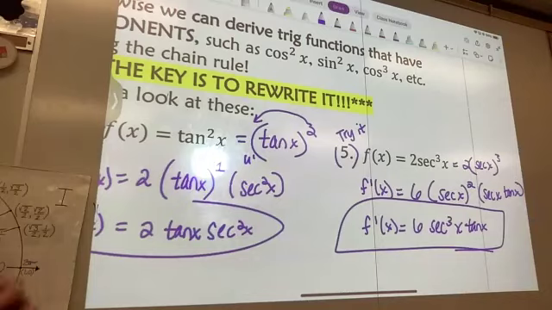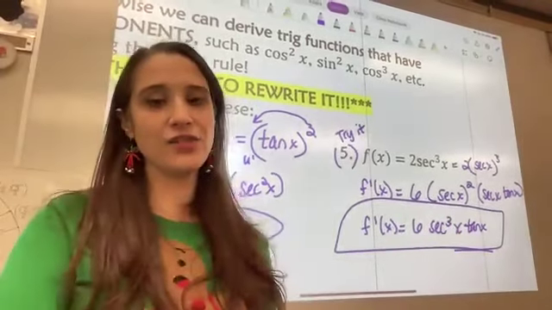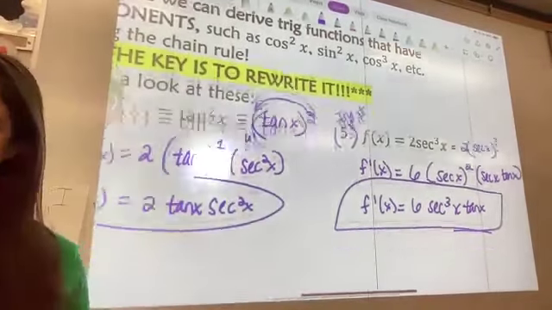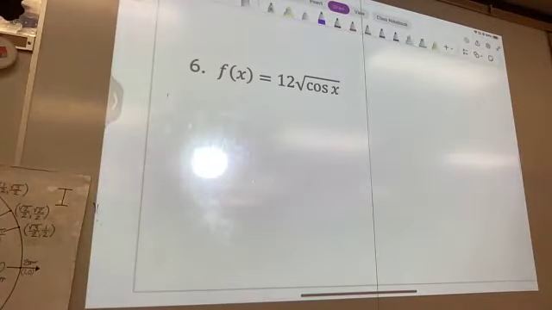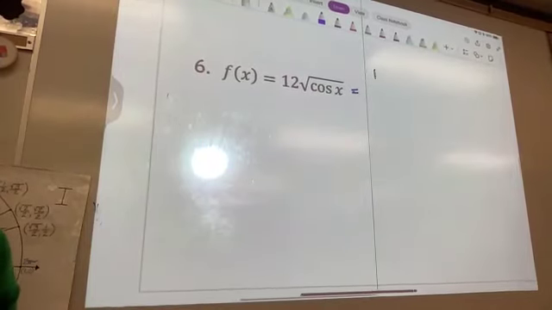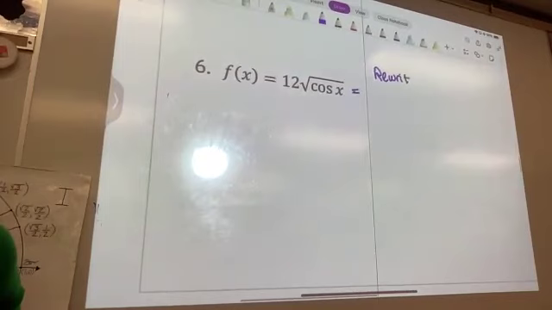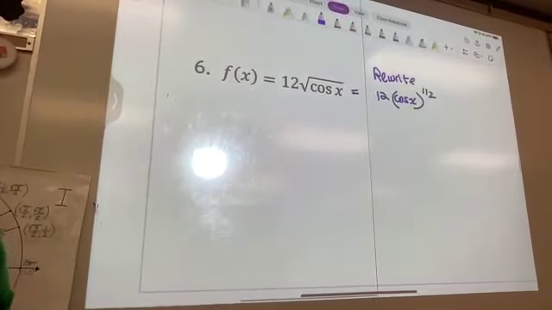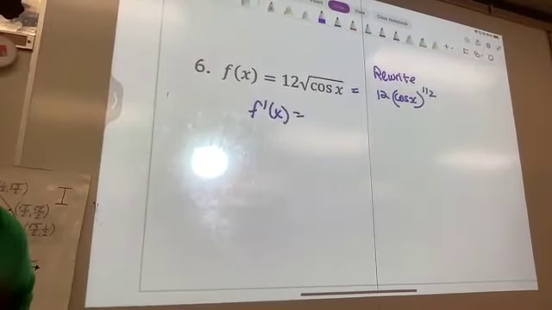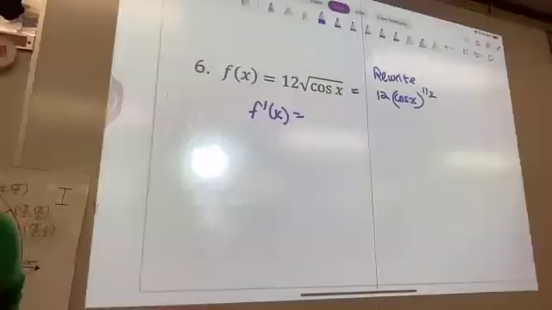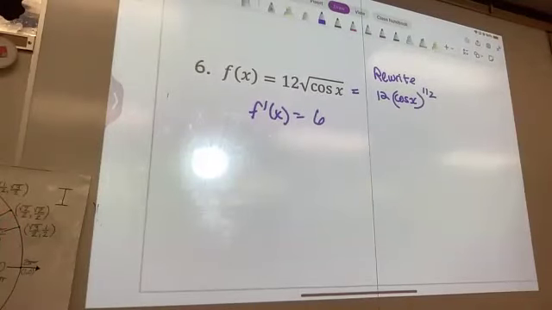Okay, and the next one is weird. Okay, how would I rewrite this one? Ooh, 12 cos x to the 1/2. 12 times the quantity cosine x to the 1/2. Okay, so f prime is 1/2 times 12, which is 6.